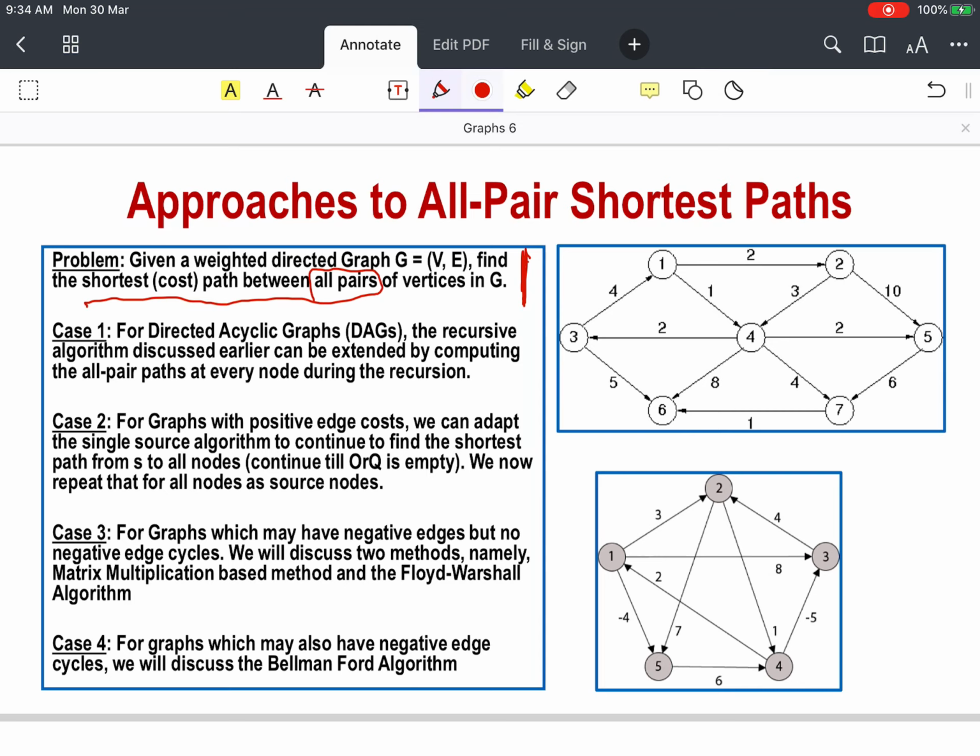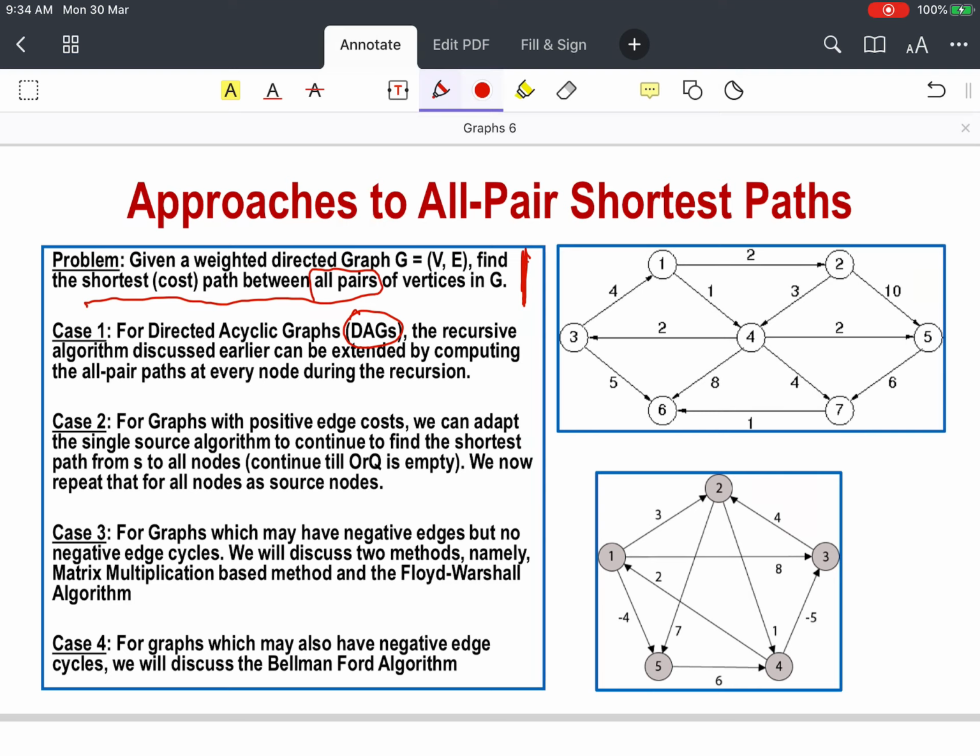Now we look at four different cases. The first case is the directed acyclic graphs or DAGs. And in the previous lecture, we discussed a depth first algorithm for single source shortest cost path for DAGs. And we shall see how we will adapt that algorithm to find the all pair shortest path.